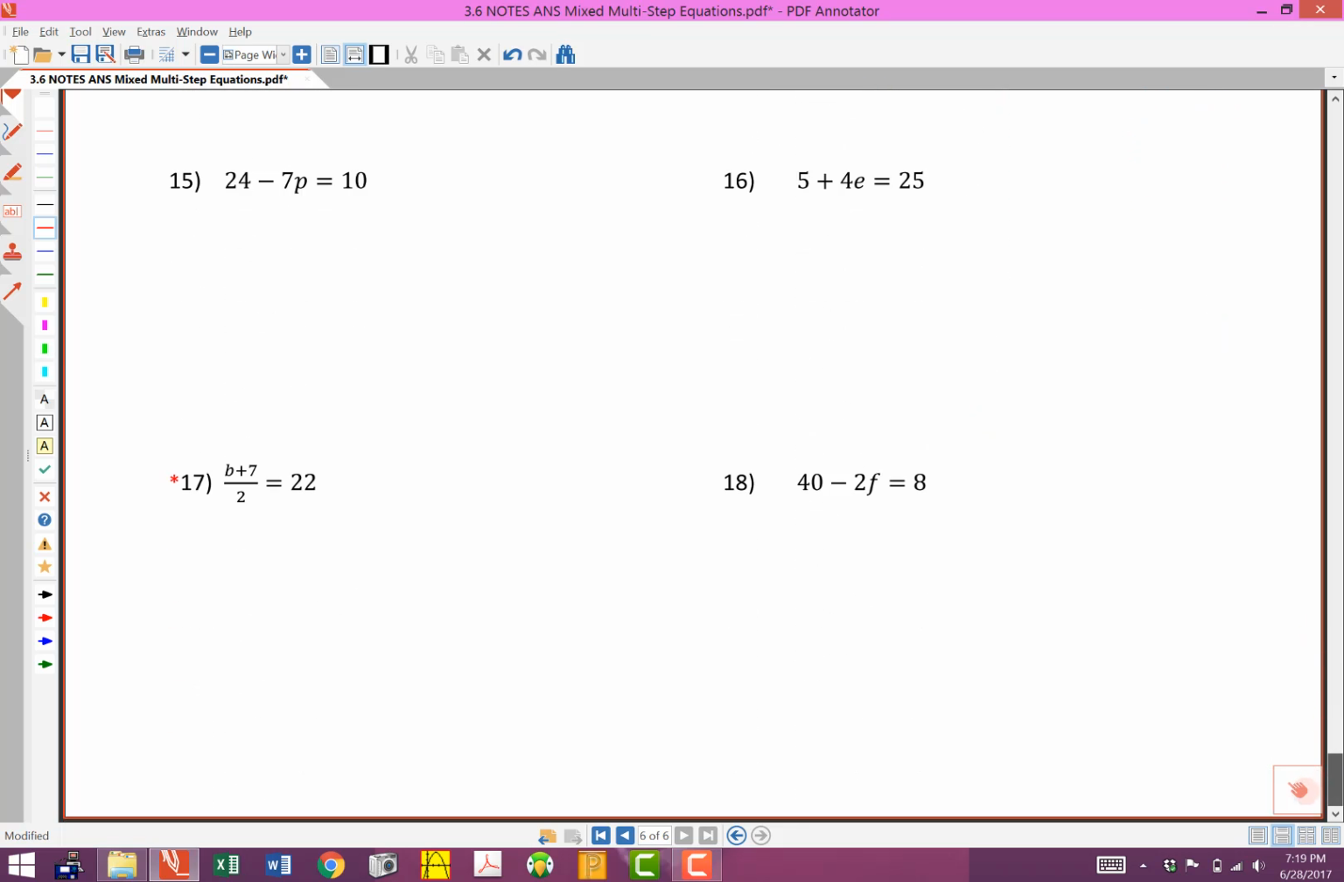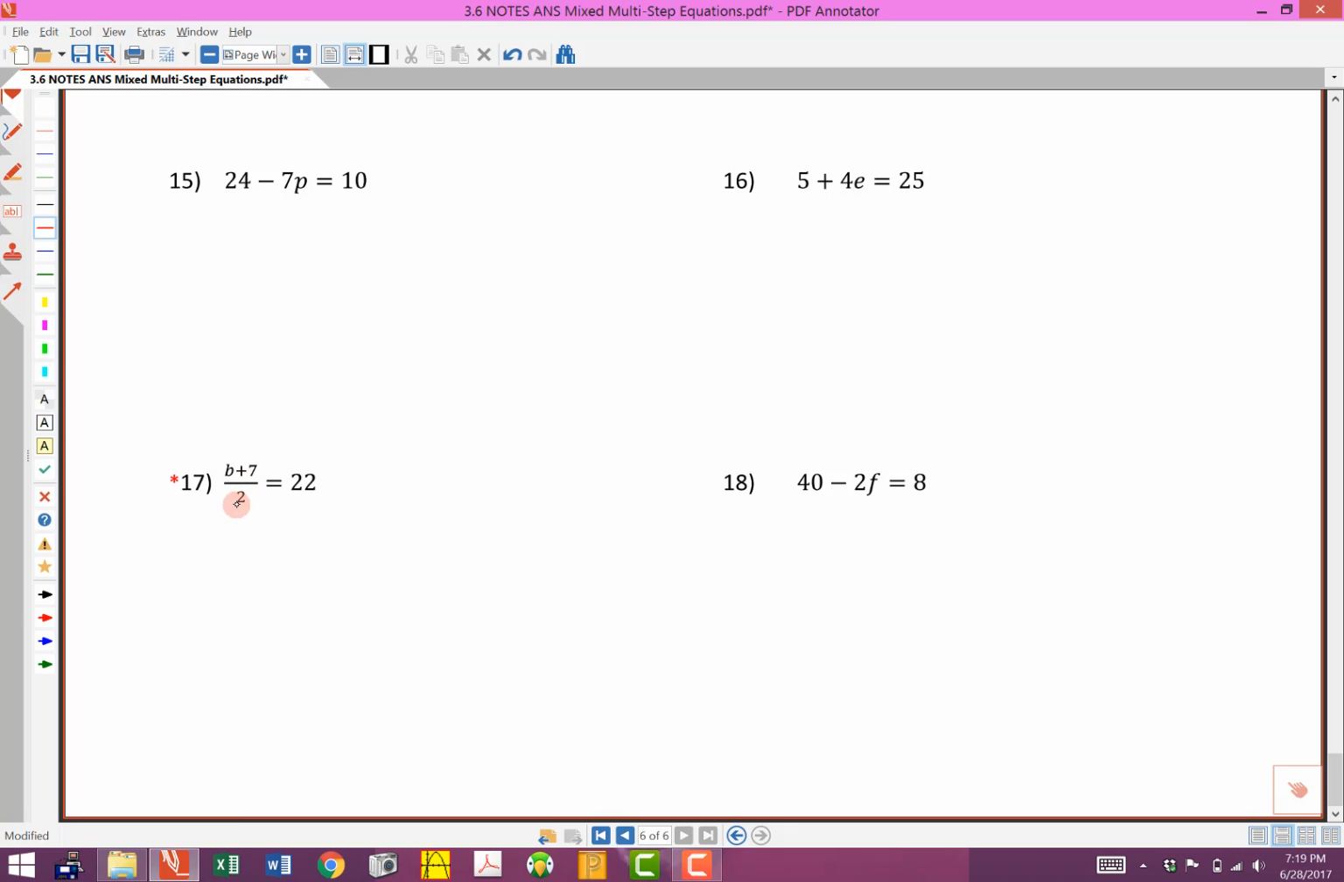And then the last one I want to take a look at is number 17. There are only 18 problems on this worksheet. Let's take a look at this one right here. Again, these tend to be the ones that people struggle with. So if we're going to solve this, remember that fraction bar means that these two are grouped together. So we need to leave those two together. So we're going to leave those alone.